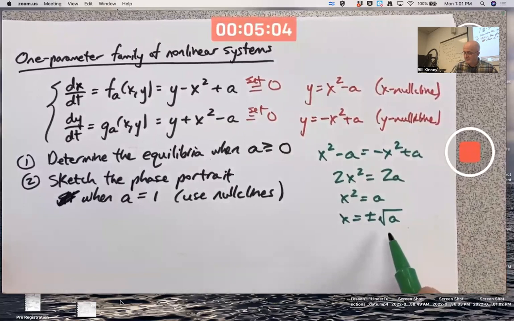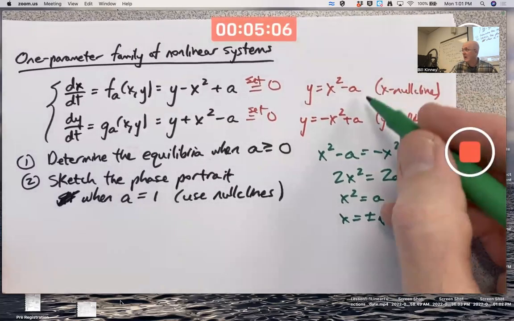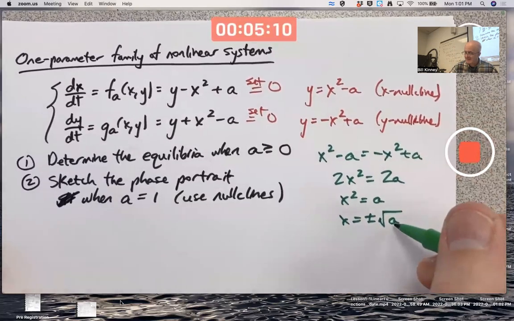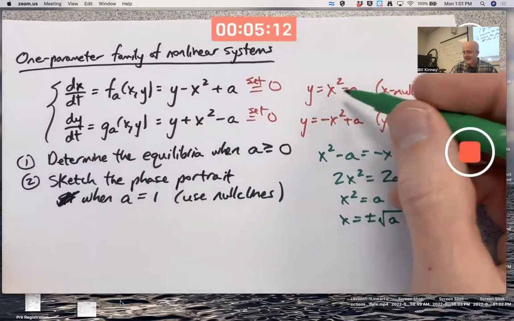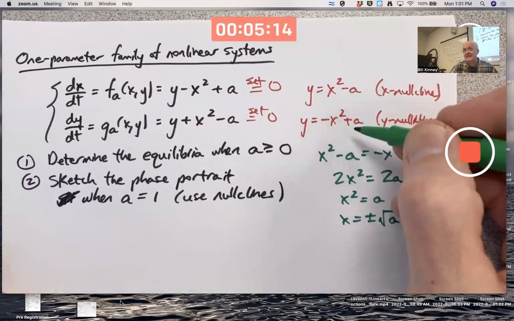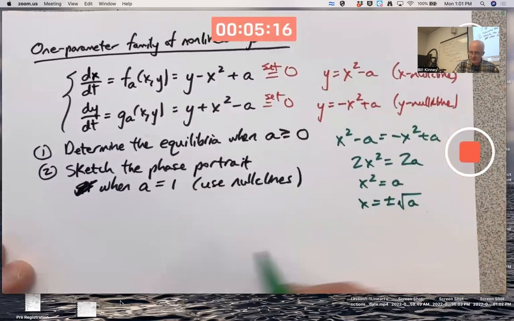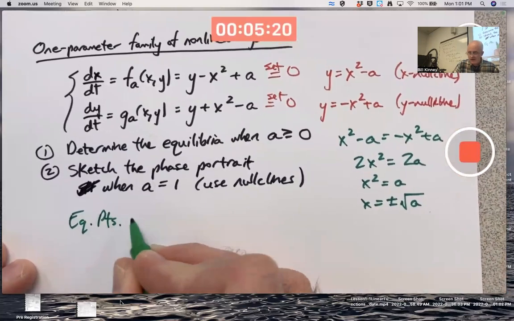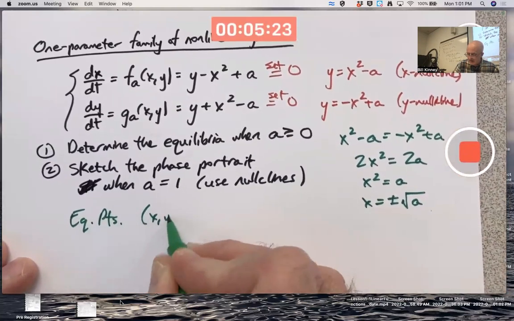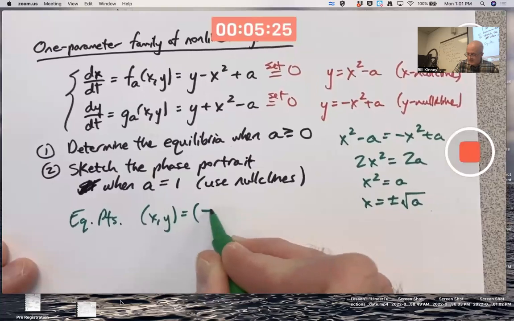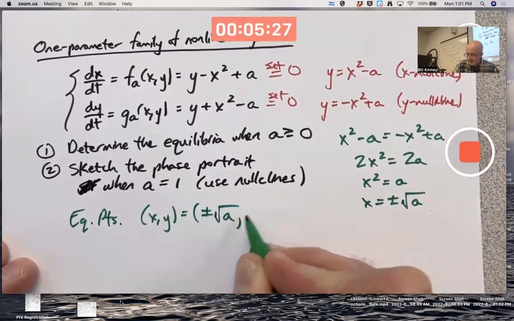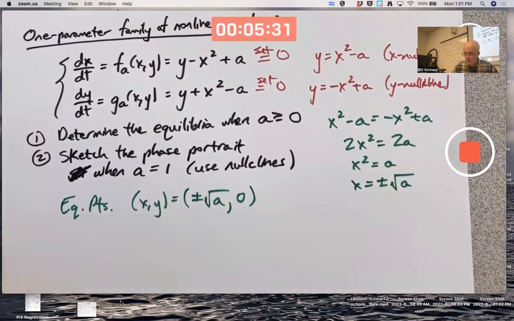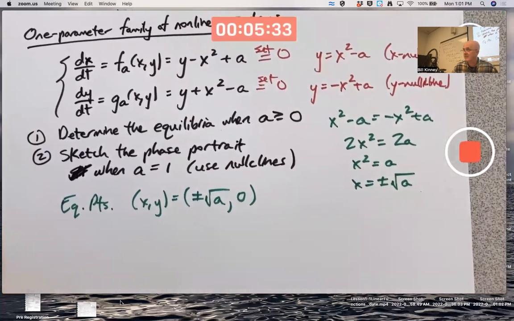To find the y coordinate, plug those back into either equation and you get y equals 0. Right? Square that, you'll get a. a minus a is 0, also negative a plus a is 0. So your equilibrium points, the xy coordinates, are plus or minus square root of a, comma 0. They are on the x-axis. When a is 1, that's plus or minus 1, comma 0.